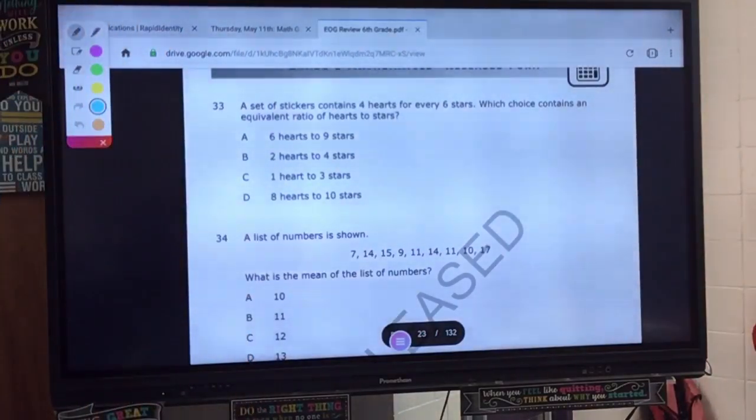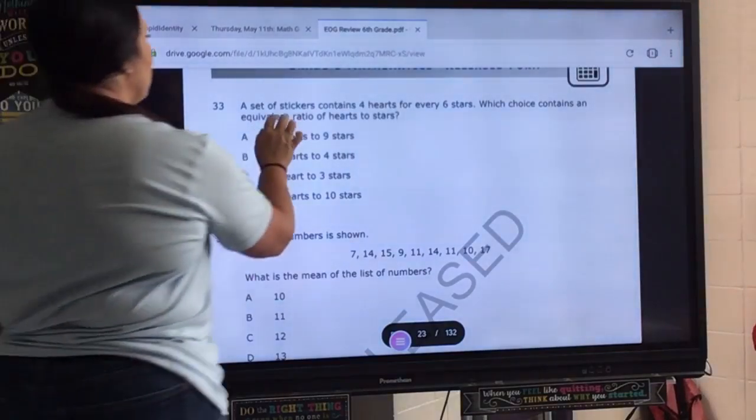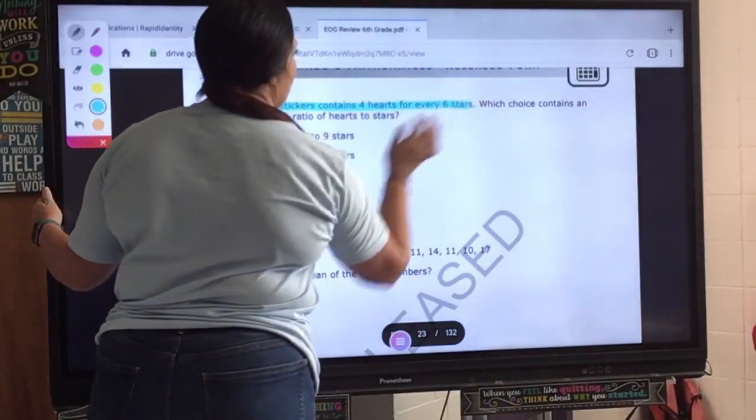All right, this one says a set of stickers contains 4 hearts for every 6 stars. Which choice contains an equivalent ratio of hearts to stars? So what is important in this first sentence? What's important in that one? Delilah: Stickers contain 4 hearts for every 6 stars. Okay, so 4 hearts to every 6 stars.